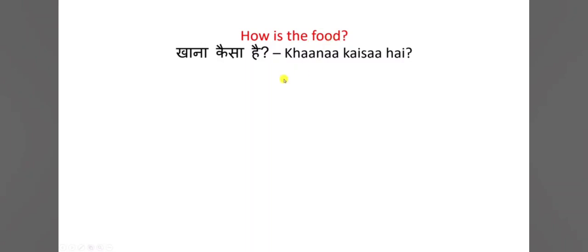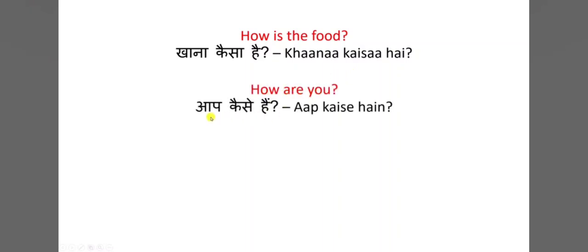How is the food? खाना कैसा है? खाना is food, कैसा is how, है is. We have selected kaisa for how, because we are asking about the food, and food in Hindi is masculine. Khana is food, it is masculine, and so we have selected kaisa.